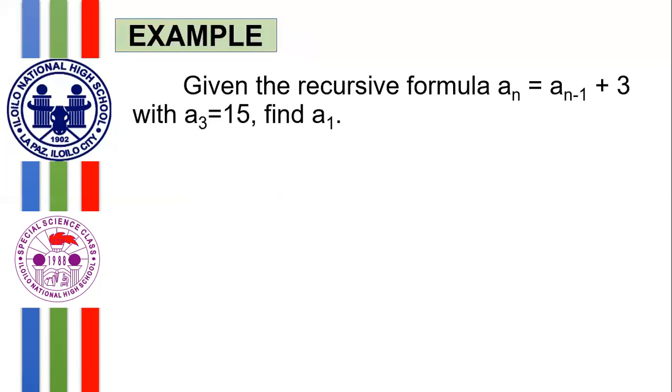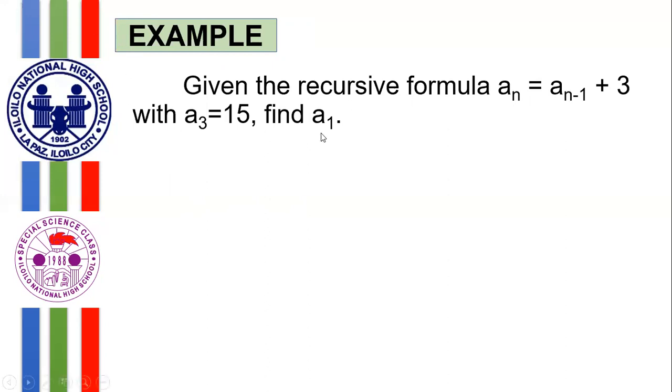Let's have another one. This time you are given a term with a higher subscript. We have to look for a term with a lower subscript. Given the recursive formula a sub n equals a sub n minus 1 plus 3, with a sub 3 equals 15, find a sub 1. So we have to work somehow backwards.